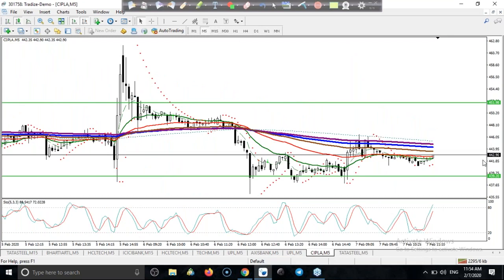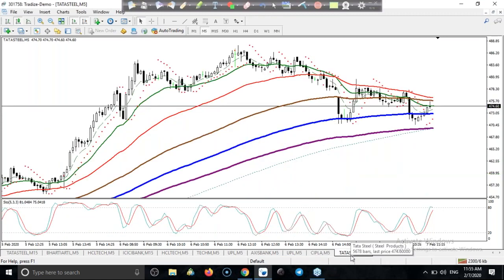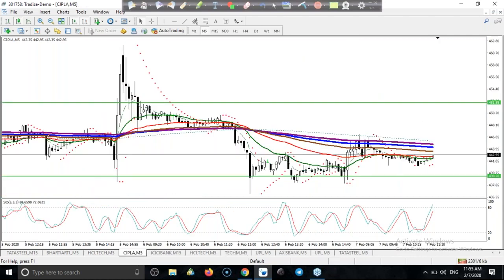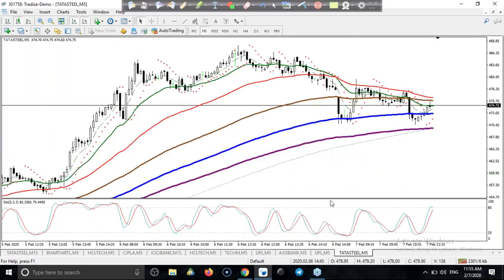So I'm not interested in taking a sell position in Cipla, because price is running above this support line. So I leave that stock. All right, two stocks we are avoiding: one is ICICI Bank, next is Cipla. Now let's check Tata Motors.